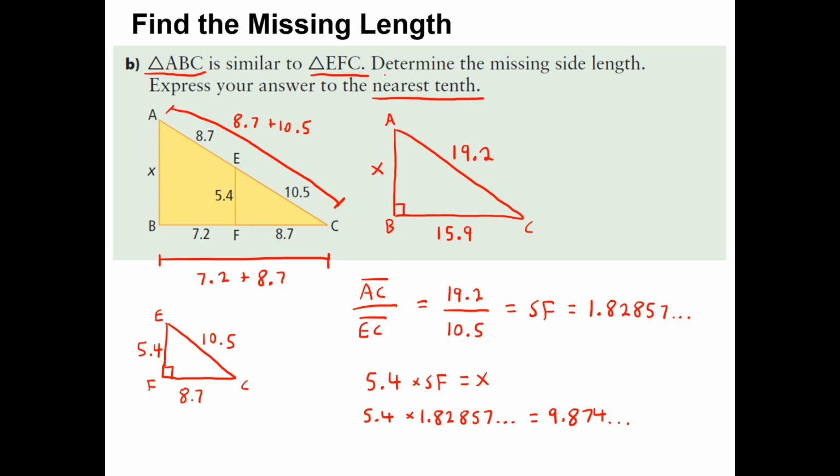Since I only need to express my answer to the nearest tenth, the 8 is in my tenths place, so I simply look to the right side, which is my hundredths place, and if the value is 5 or greater, I round the 8 up. In this case, 7 is greater than or equal to 5, so I round the 8 up. So my final answer would be, the value of x should be 9.9.